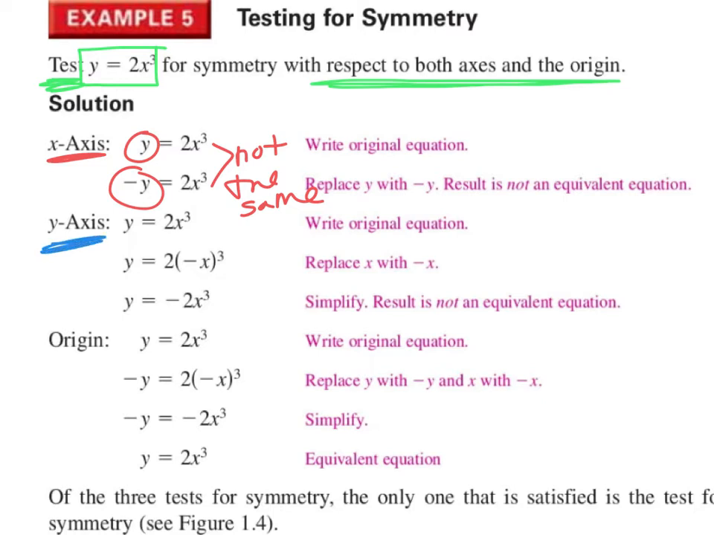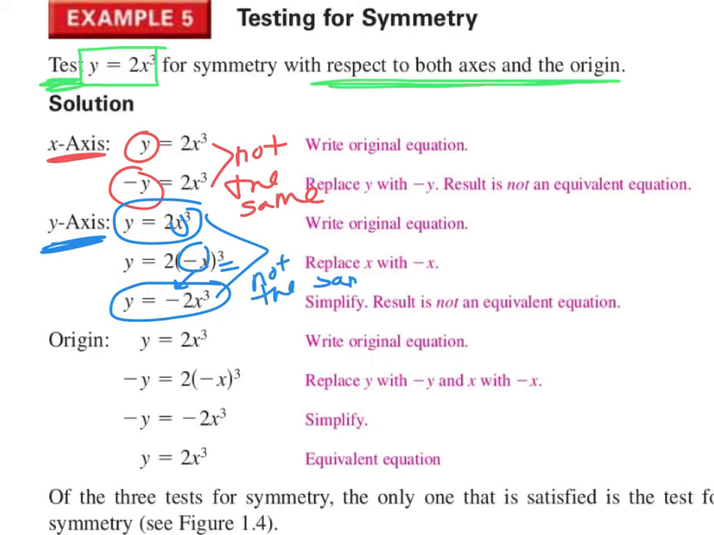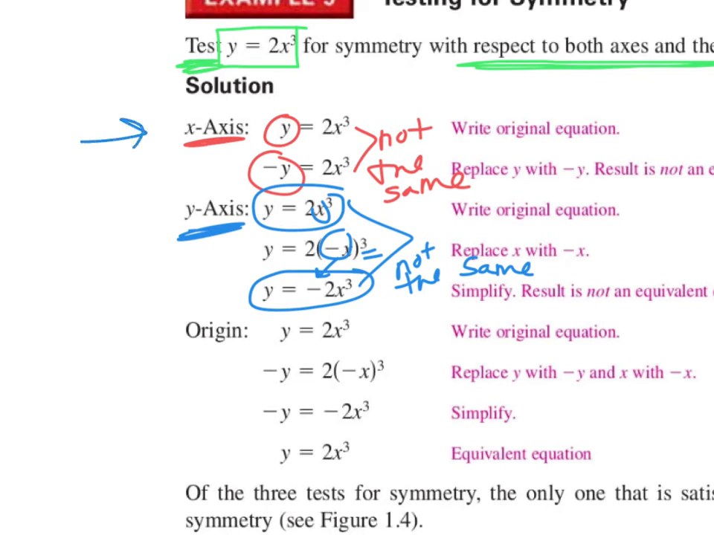For the y-axis, we replace x with negative x. Now, negative x to the third power becomes negative. So now this is not the same as our original. So it's not symmetric to the y. Now you might think, well, if it's not symmetric to the x and it's not symmetric to the y, then how could it be symmetric to the origin? Well, it's not one or the other, remember. Testing for x-axis symmetry is only for the x-axis. And same thing with y, it's only for the y.